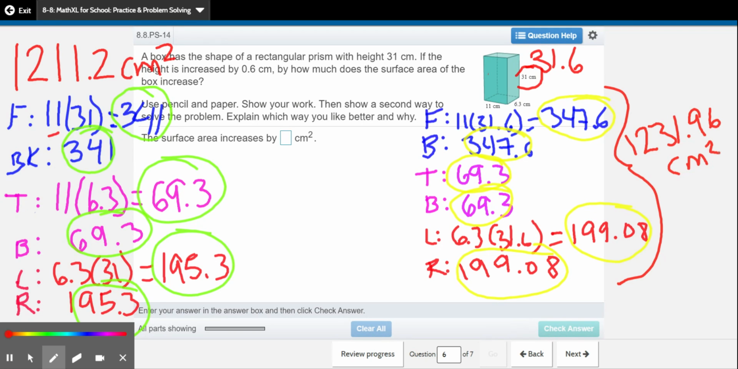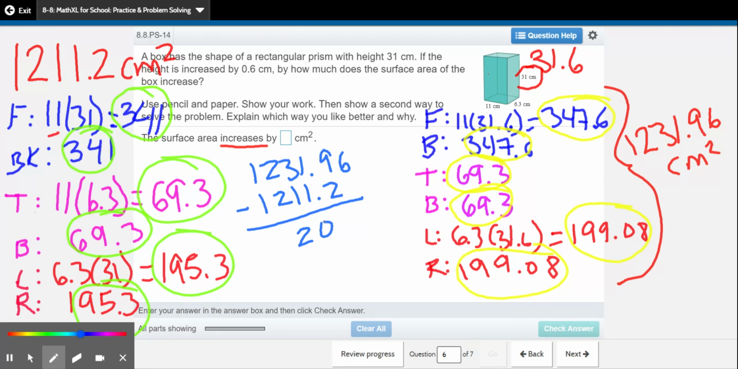Now they're asking you to find the difference. It's saying the surface area increases by how much? How much more is the second surface area than the first? So we are going to subtract. When we subtract them, we get 20 and 76 hundredths centimeters squared.